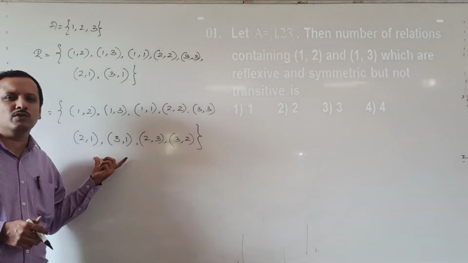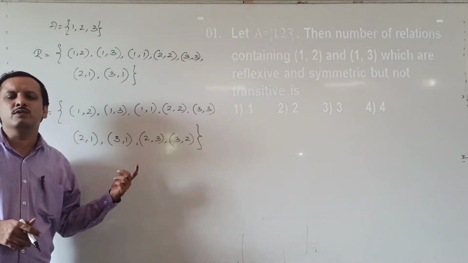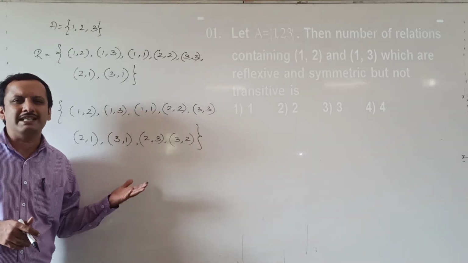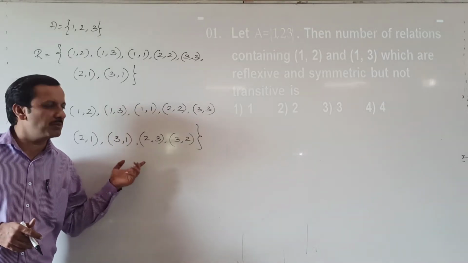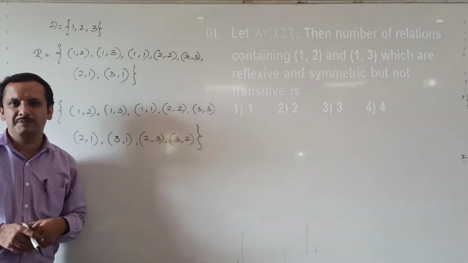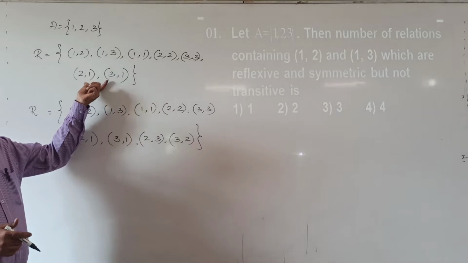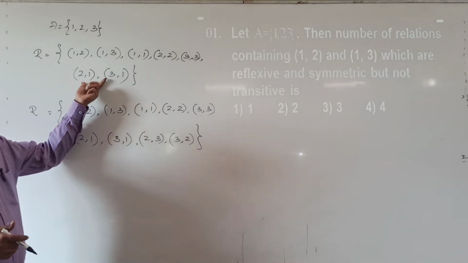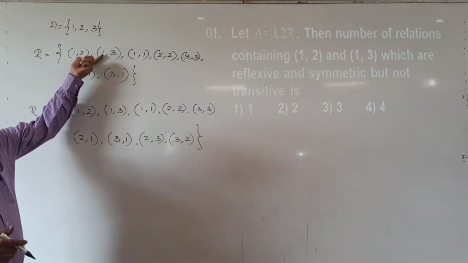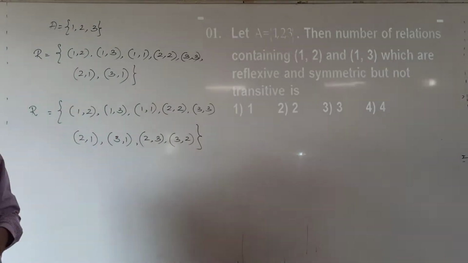This is nothing but the universal relation. As we know, a universal relation is always an equivalence relation, which means this is transitive also. But what we want? We don't want it to be transitive. So, this is the only relation which is reflexive and symmetric but not transitive, containing these 2 elements. Okay? So, the answer is 1.